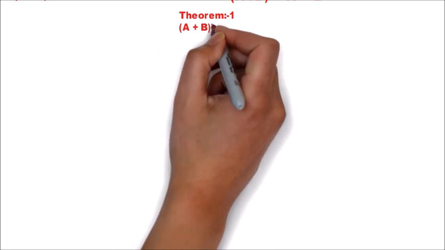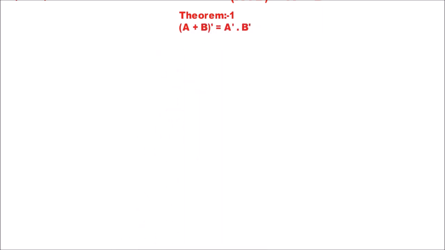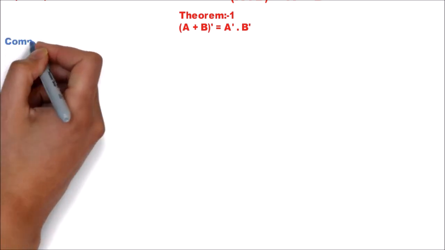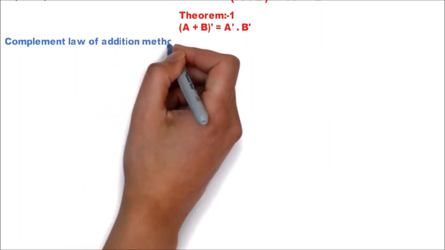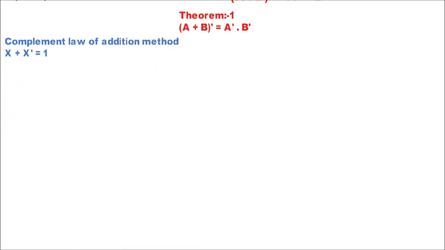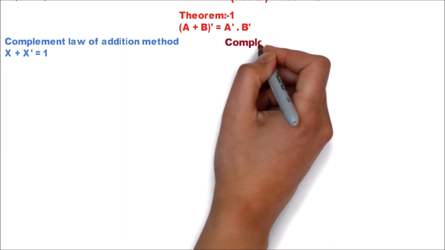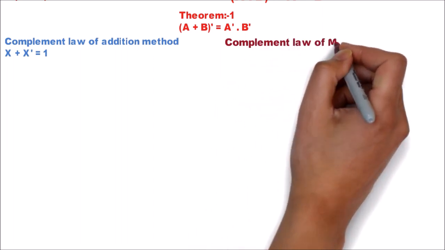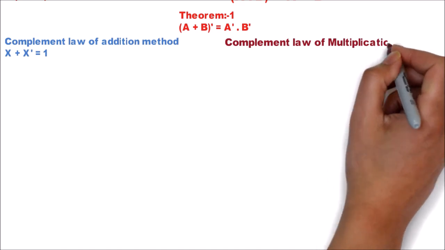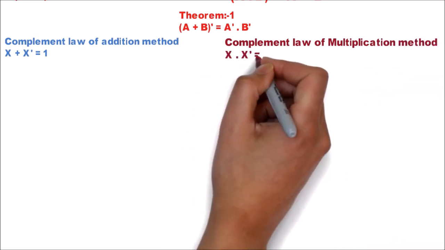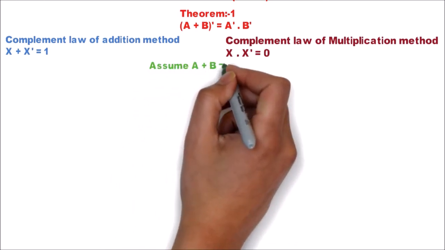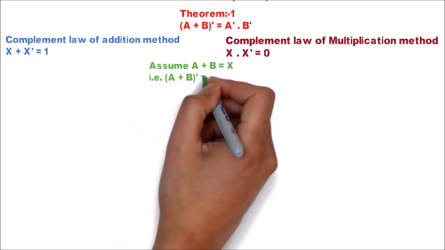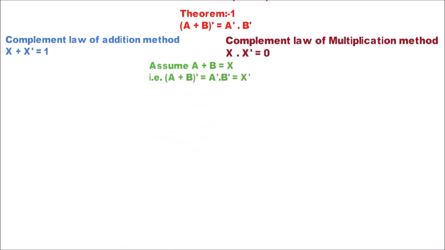Now let us prove theorem 1. (A + B) whole complement is equal to A complement dot B complement. This theorem can be proved with the help of two methods. The first is the complement law of addition, which is X plus X bar is equal to 1, and the complement law of multiplication, which is X dot X bar equal to 0. Now let us assume A plus B is equal to X, then definitely (A + B) complement, which is equal to A complement dot B complement, is equal to X complement.